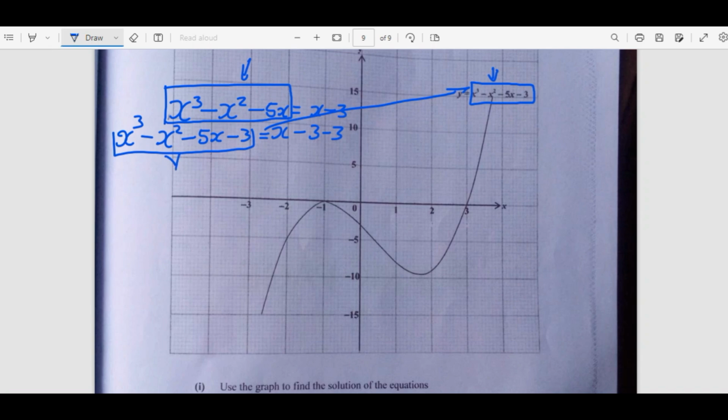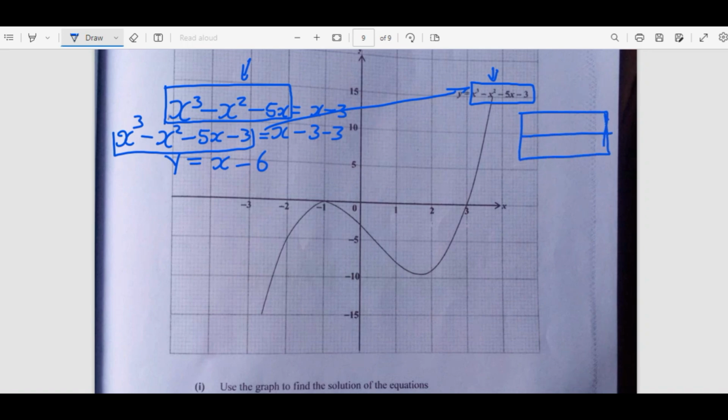So we replace with y. So y is equal to x. Now -3 minus 3 is -6. So we have formed what we call a linear equation. So we need to find the coordinates. So we are going to make a table of values.